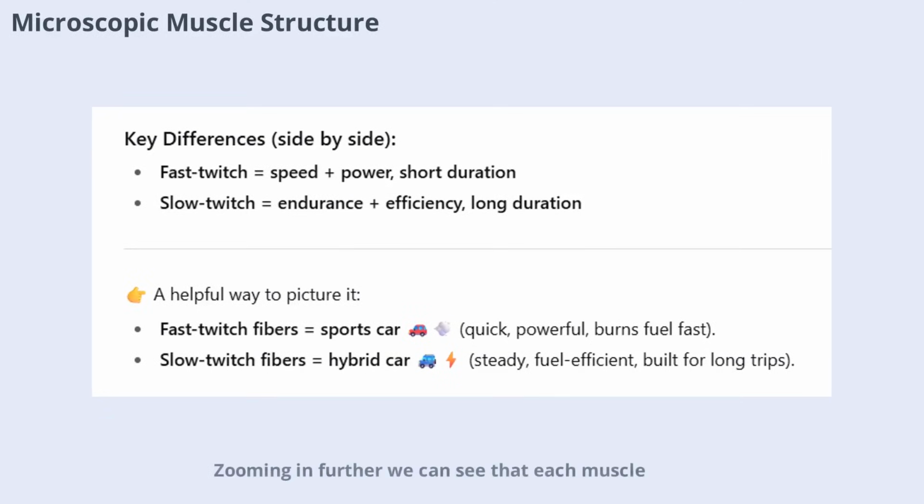Zooming in further, we can see that each muscle fiber contains even smaller structures called myofibrils. These myofibrils are composed of repeating units known as sarcomeres, which are the basic contractile units of muscle. The precise arrangement of these units gives skeletal muscle its striated appearance and is essential for the muscle's ability to contract efficiently. The interaction between the proteins actin and myosin within the sarcomeres is what ultimately generates movement. Understanding this microscopic structure helps explain how muscles can produce both powerful and precise actions.